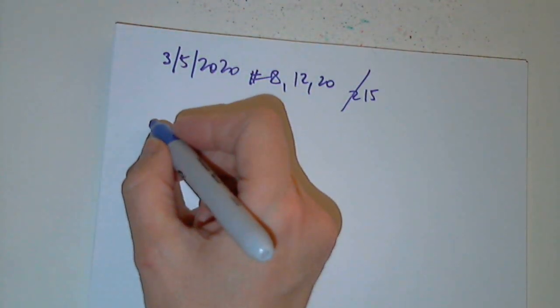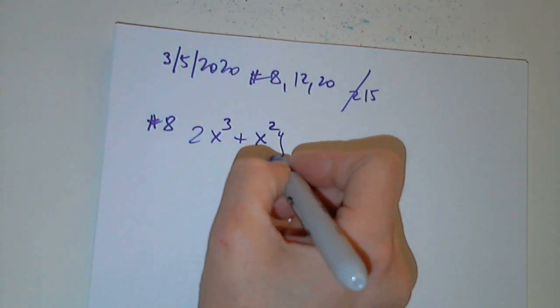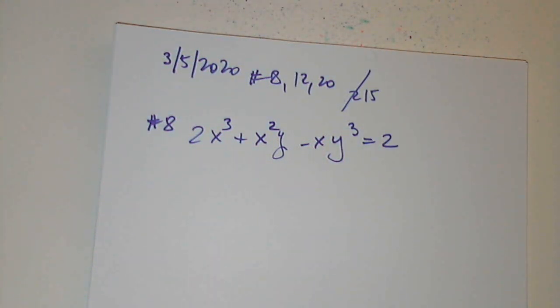So we start with 8. 2x to the third plus x squared y minus xy cubed equals 2. So the question is asking us to determine dy over dx. When we're asked to find dy over dx, two things are very clear.